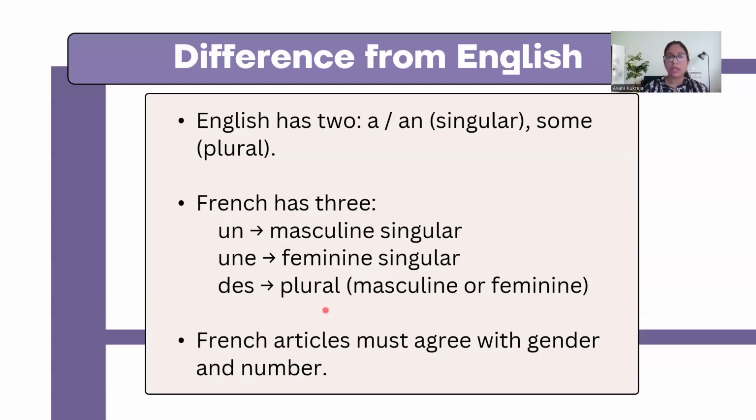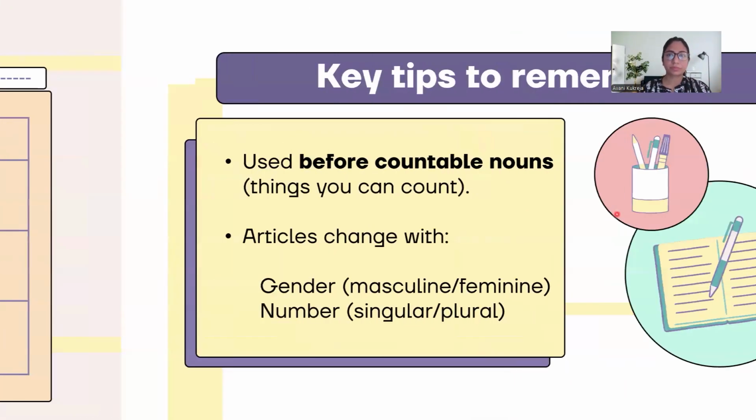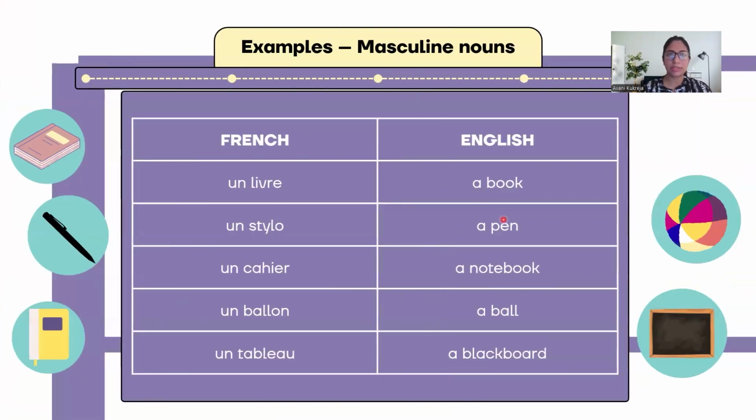Okay. I want you all to repeat with me. Un, une, and des. Nobody's going to pronounce it as un, une, this. Okay? Once again. Un, une, des. Good. Une, please pronounce it again. Une. It's une. Let's see some examples.